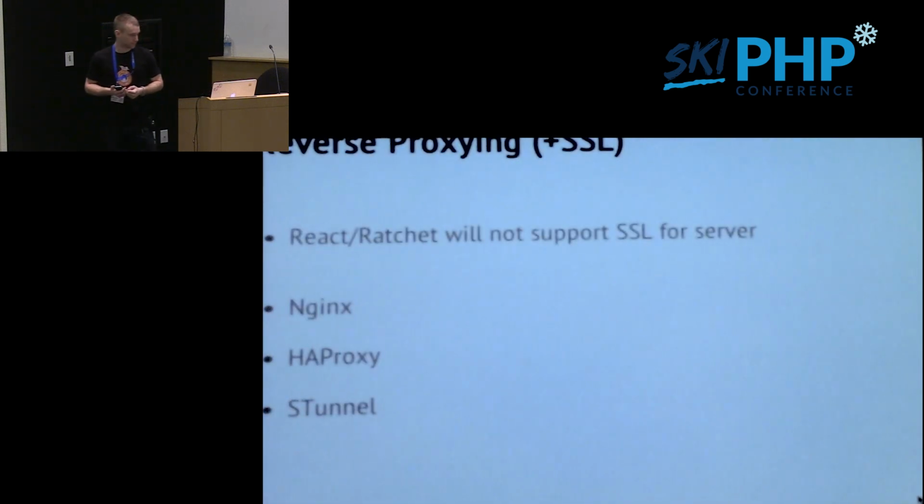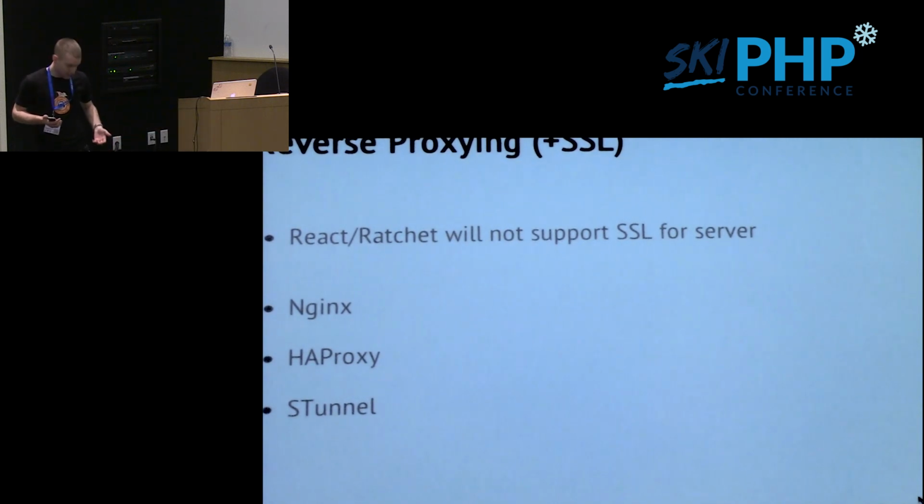Reverse proxying. React and Ratchet will never support SSL for server. We do support it for client because if you're making a client connection, you need to talk SSL. But if you're writing a server, PHP is kind of slow and SSL is slow. And if you go back to my first presentation, it's all about the Unix philosophy of making small components. We highly recommend if you want SSL, you put your script behind a reverse proxy that will handle SSL for you.